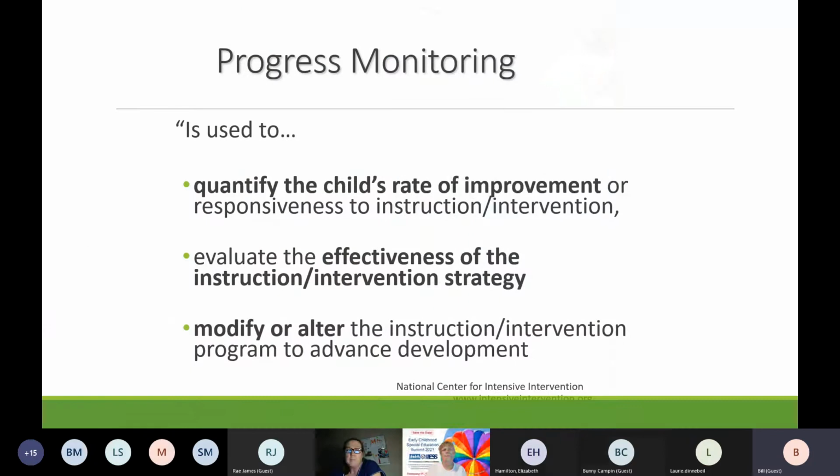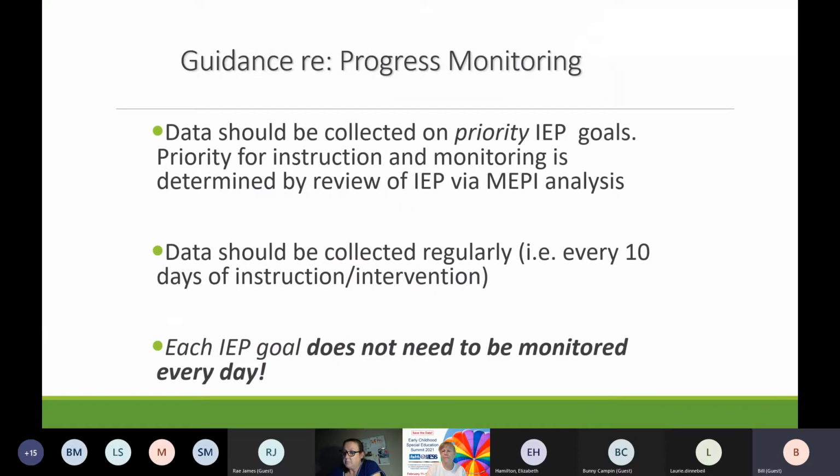Professionals who talk about instruction are more likely to talk about intervention, and vice versa. Next slide, please, Lori. So a couple of key features here. If we're going to talk about progress monitoring, once again, we collect developmental information on how the child is approaching achieving his IEP objectives, only on those priority goals. So that's part of the process of MEPI.